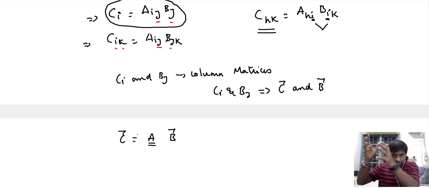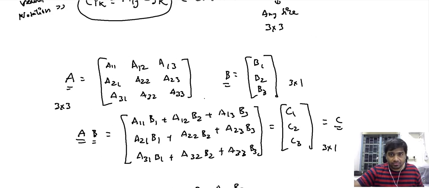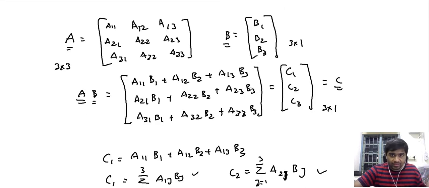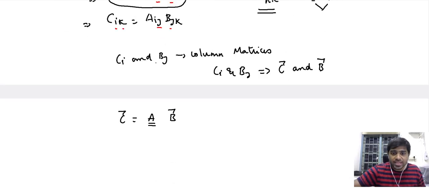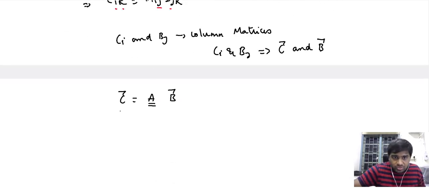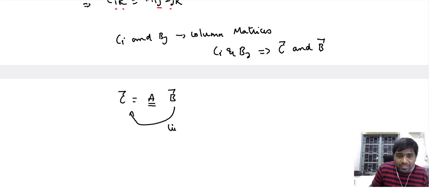Let me repeat. We have a column matrix. This column matrix, we can refer to it as a vector. So this column matrix that we have here is a B vector. Now we are taking the product of a matrix and a B vector that ultimately gives us a C vector. So essentially we are transforming the B vector to C vector by taking the product of a matrix and the B vector. This is what we refer to as the linear transformation of a vector.